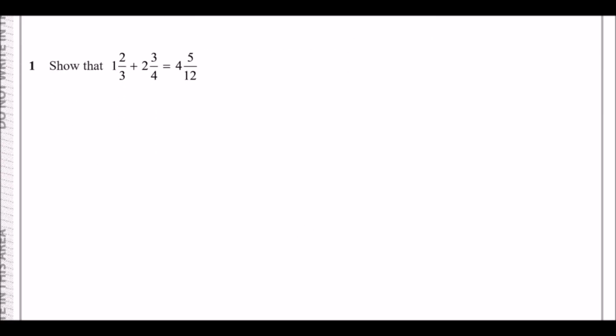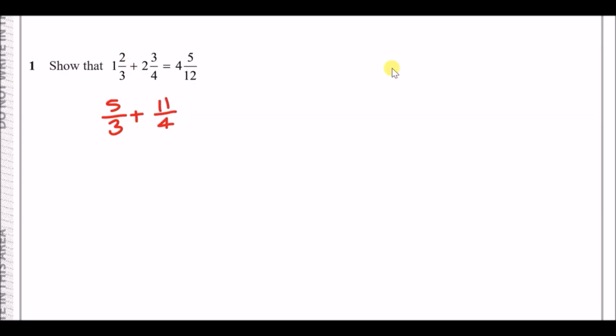Obviously they want you to do this without your calculator, but of course you can always abuse your calculator in some areas. What I personally recommend is to input this in your calculator, using the mixed fraction button, 1 2/3, which will give us 5/3. Again, this is just convenient. 2 3/4 will give us 11/4.